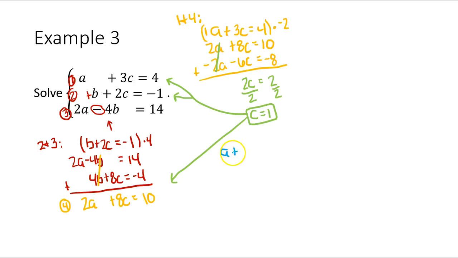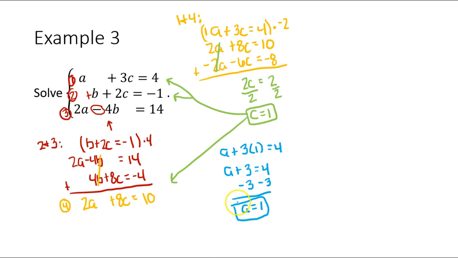Alright, we've got a plus 3 times the c we just found. We want this equal to 4. 3 times 1 is 3, so we have a plus 3 equal to 4. And if we subtract 3 from both sides, we find out that a is equal to 1.